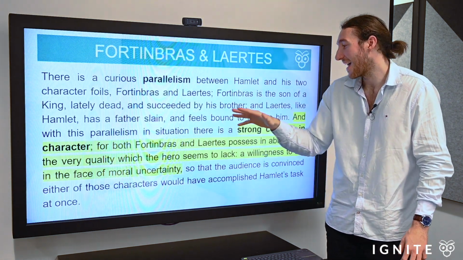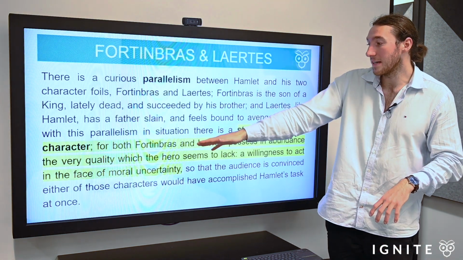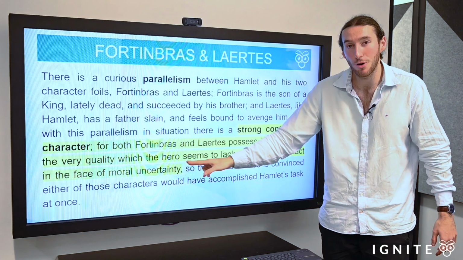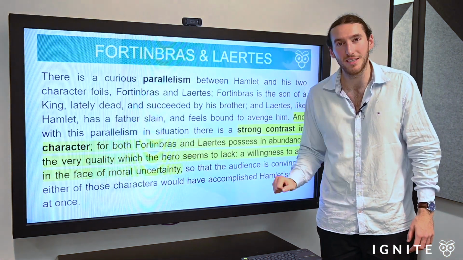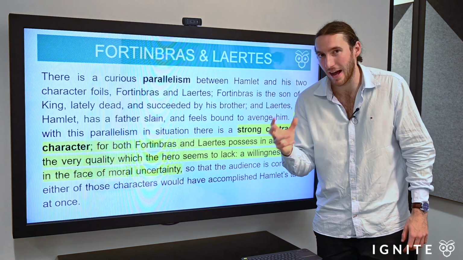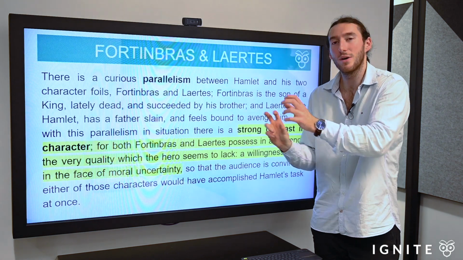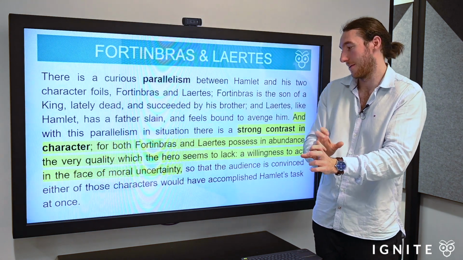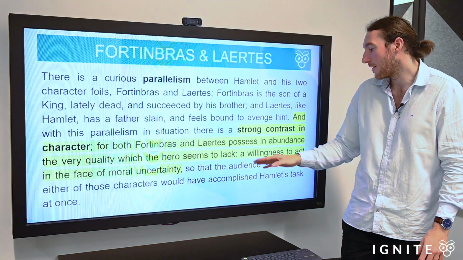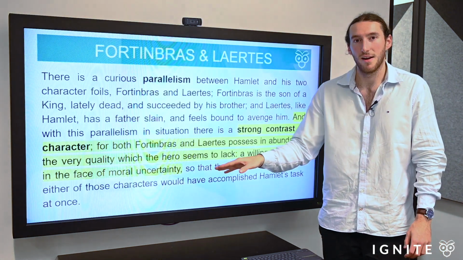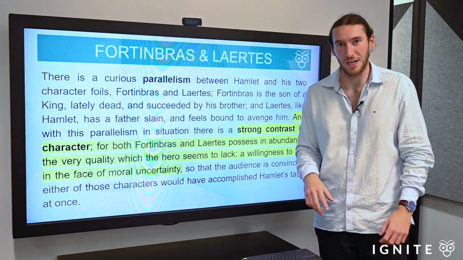For both Fortinbras and Laertes possess in abundance, they have a lot of it, the very quality which the hero seems to lack, the hero being Hamlet, a willingness to act in the face of moral uncertainty. Hamlet can't take revenge without that certainty, the other two can. We're going to better understand that dilemma by looking at those other two characters against Hamlet, so that the audience is convinced either of those characters would have accomplished Hamlet's task at once. They're the typical revenge tragedy heroes, Hamlet's the atypical revenge tragedy hero.